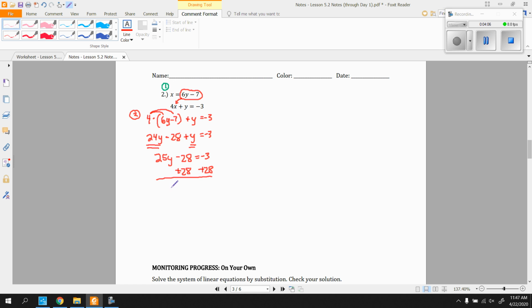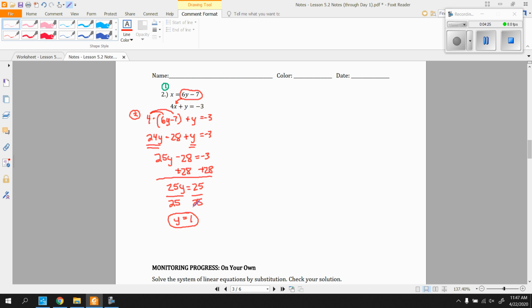So now 25y equals 25. Again, it's shrinking, it's getting down there. We're almost got this y by itself. We'll divide both sides by 25. And we end up with y equal to 1.